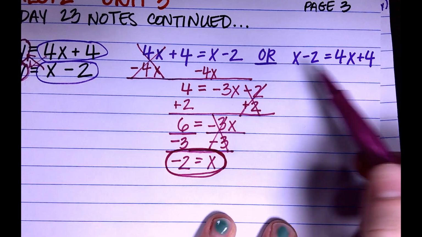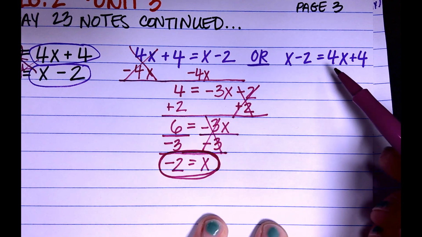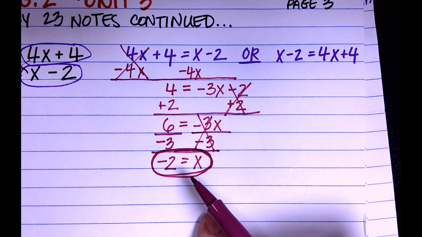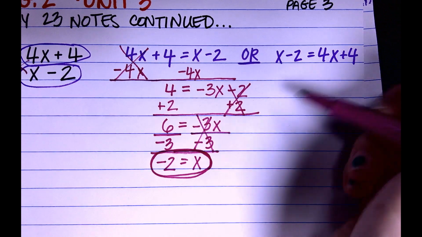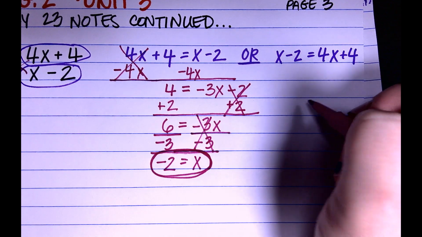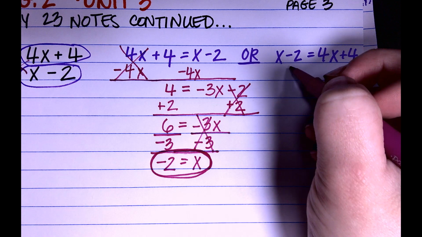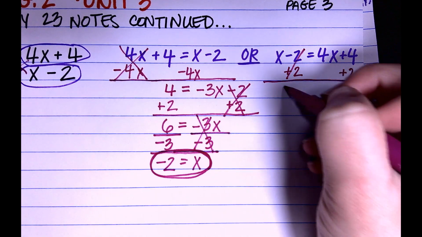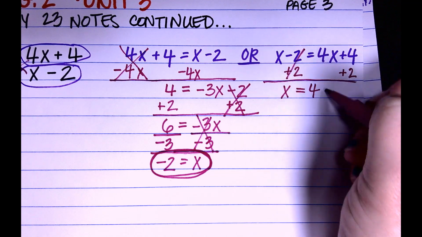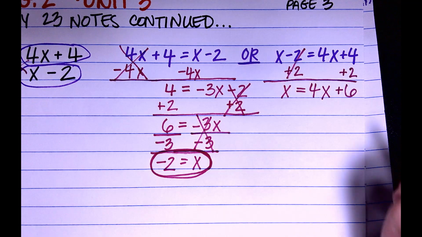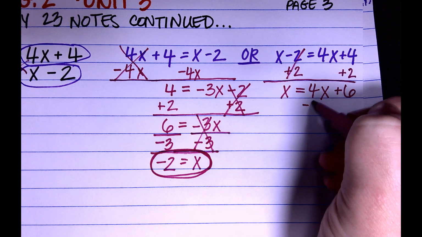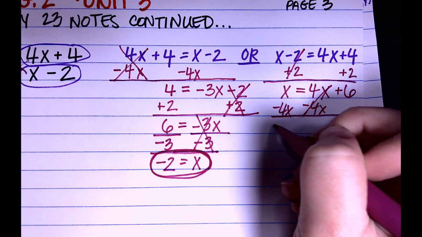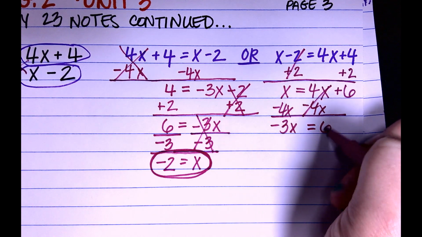Now I'm going to copy down on this side the other version where we set them on different sides of the equal sign, and we'll just show that we will get the same answer. It'll work. I'm going to do this one a little bit quickly. I'm going to add 2 to both sides. Bring down my x equals 4x plus 6. Subtract 4x. Subtract 4x. I get negative 3x equals 6.